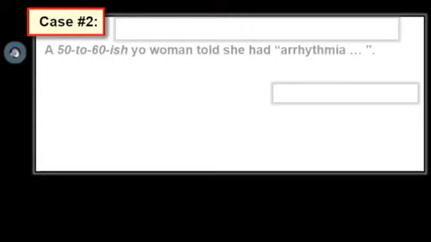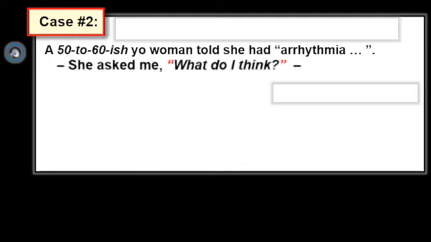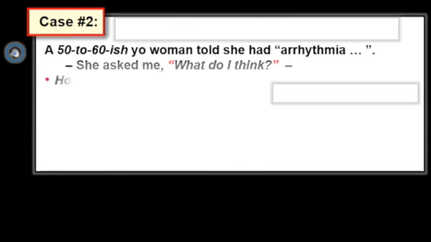Next case. A 50 to 60-ish-year-old woman wanted my opinion. She was told that she had an arrhythmia. So she turned to me and asked, "What do I think?" How would you respond? Imagine this patient was seeing you in your office.